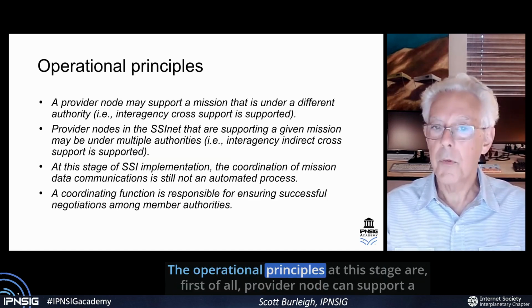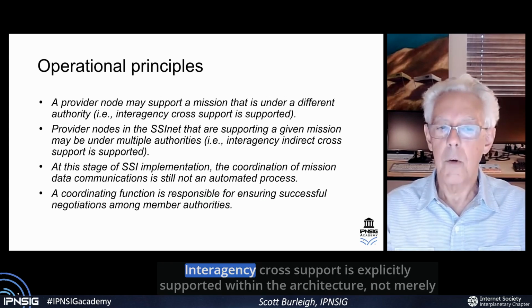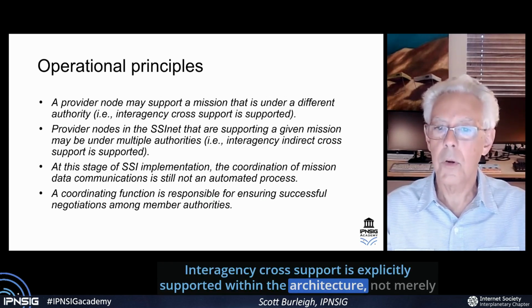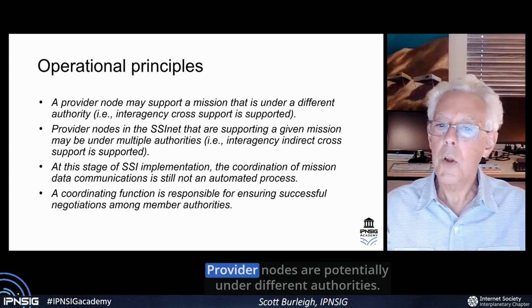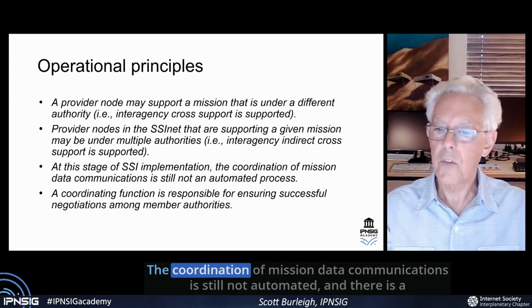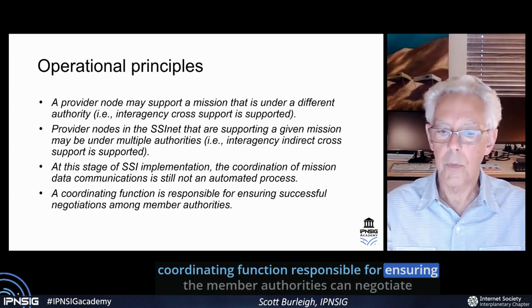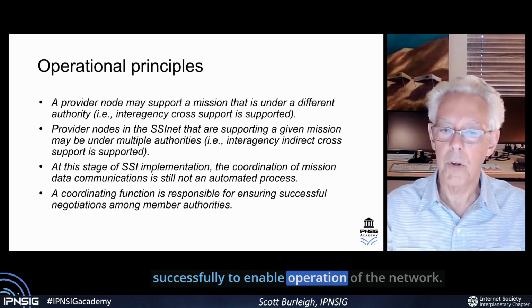The operational principles at this stage are, first of all, a provider node can support a mission that belongs to a different authority. Interagency cross-support is explicitly supported within the architecture, not merely tolerated as an ad hoc expedient. Provider nodes are potentially under different authorities. The coordination of mission data communications is still not automated, and there is a coordinating function responsible for ensuring the member authorities can negotiate successfully to enable operation of the network.